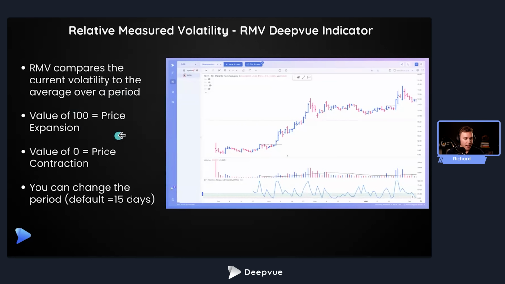So RMV ranges from a score, a value of 0 to 100. The closer to 100 it is, that basically means that we're expanding in terms of volatility. We're seeing expansion, and the closer to 0, the tighter we're getting in terms of the price action. And as I mentioned, we typically use a default of 15 days. That's what I found is most useful on the daily chart for growth stocks. But in special cases, as we'll get to, you might want to change that default value.